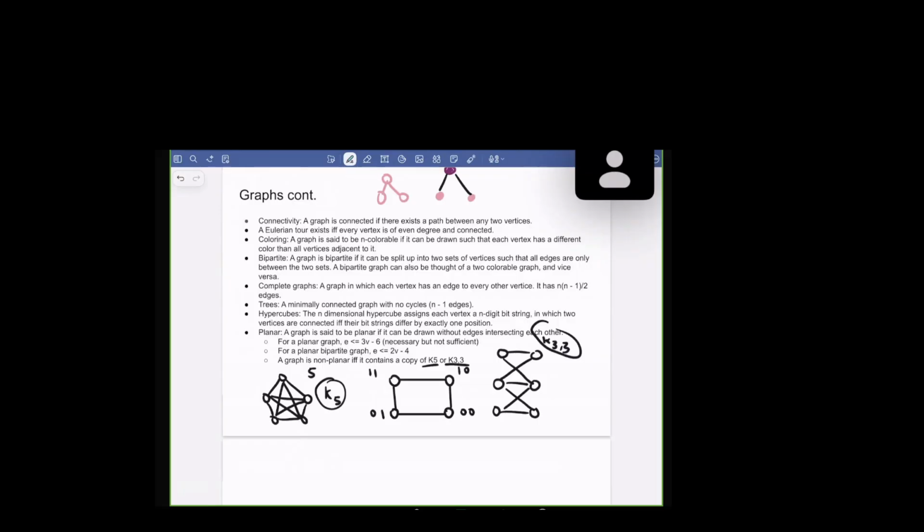Right here, what it says is that on a planar graph, this statement always holds, but it's not sufficient. Even if this statement holds, it's not sufficient to just use it to prove that a graph is planar. But you can apply it to any graph as long as it's connected. And if it fails to hold, then you know for sure the graph isn't planar.